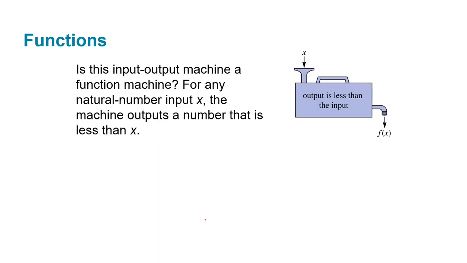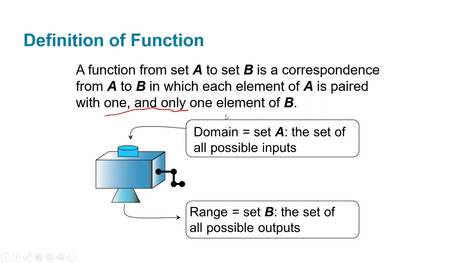Is this input-output machine a function machine? For any natural number input x, the machine outputs a number that is less than x. So think about it for a moment. If I put a number x, it's going to pop out a number that is less than x. Is this a function? Well, let's go back to our definition. Our definition says there is a correspondence from A to B in which each element of A is paired with one and only one element of B.